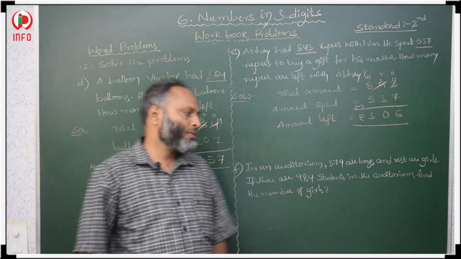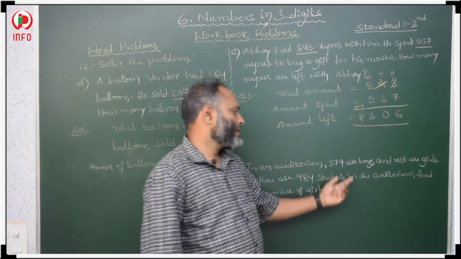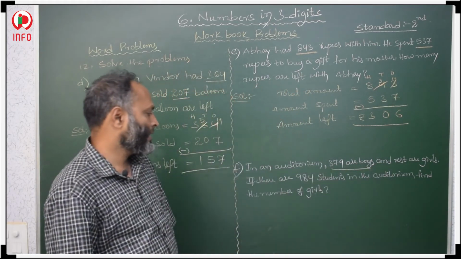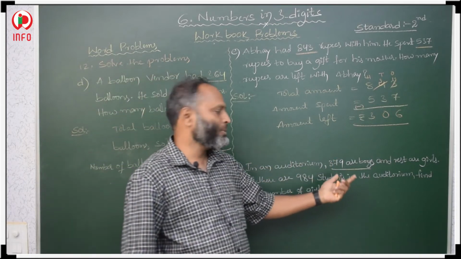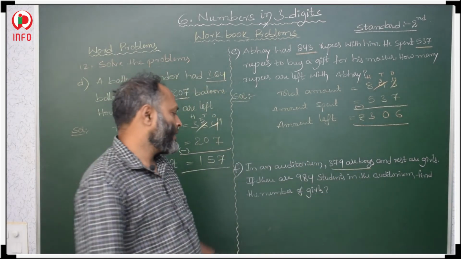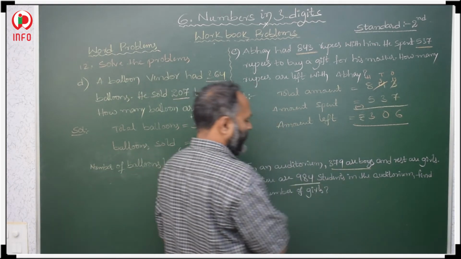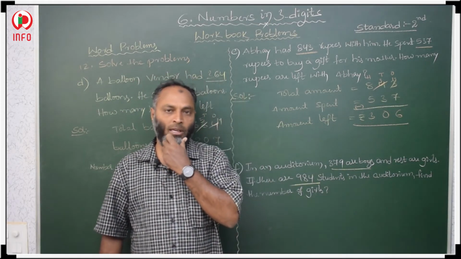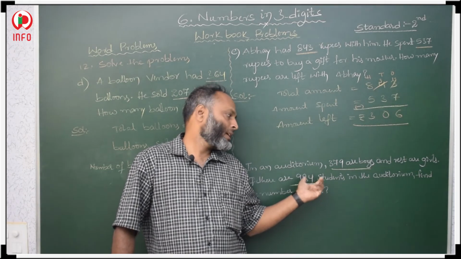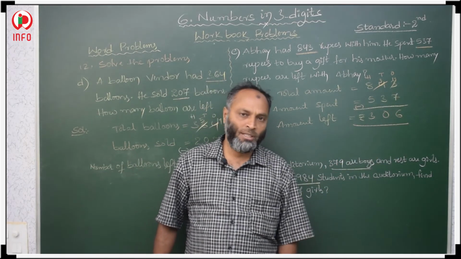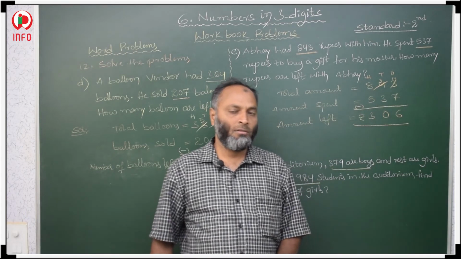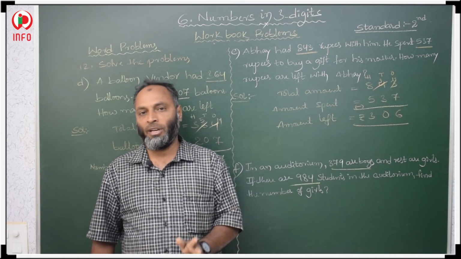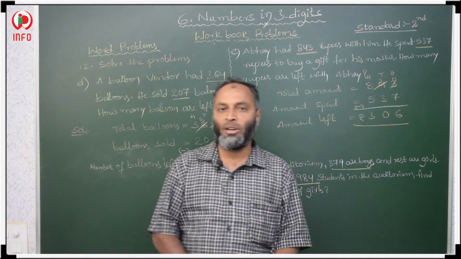Okay. Next question. In an auditorium, this many are boys and the rest are girls. There are a total of 984 students in the auditorium. Then find the number of girls. Okay, here total students are given and boys are given. We have to find the number of girls. Then how to find? From the total students, we have to subtract the number of boys. Then you will get the number of girls.